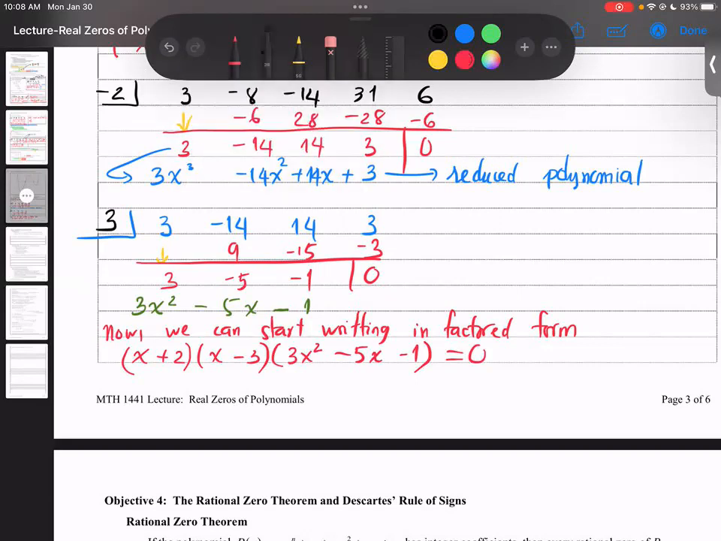Can you break down the quadratic factor? Yes, right, using quadratic formula or factoring. In this case, I don't think you can factor because I cannot find two numbers multiplied to be -3 and add to -5. Impossible. Yeah. So it's gonna be an irrational solution. So quadratic formula.